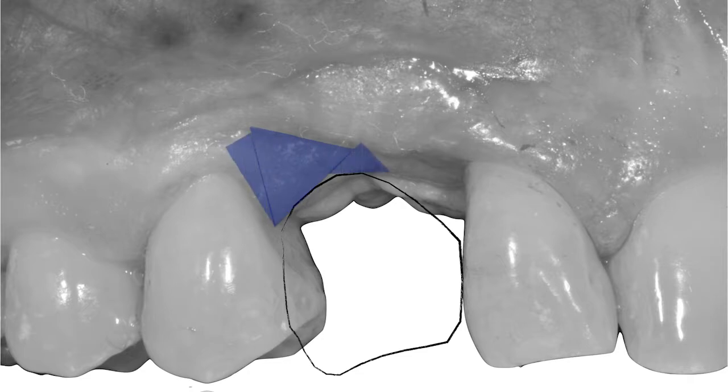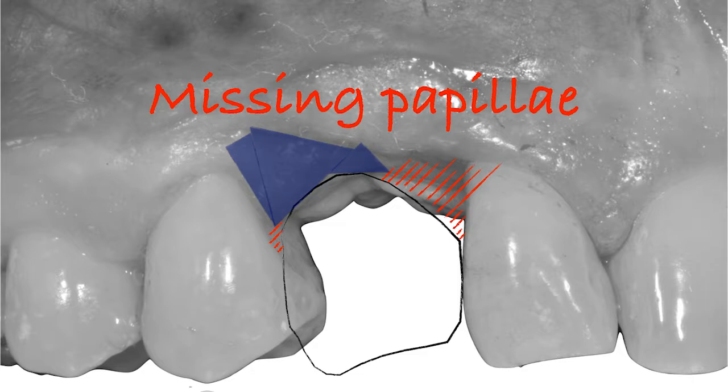Of course, the soft tissue is absolutely flat. It's not convex as it should be on the canine. Then the chances of getting the papilla here are almost close to 0. So I already told the patient, you know, you're going to have some kind of pink porcelain here.